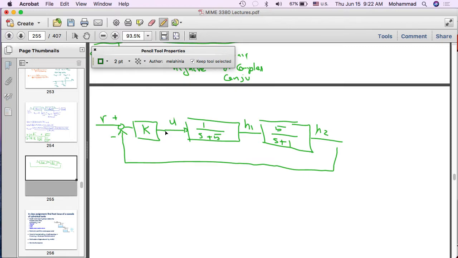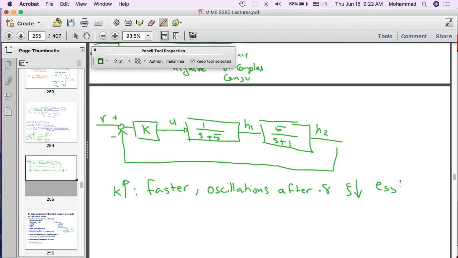As you increase K, I'm going to write this down. As K goes up, the system becomes faster. Oscillation starts happening after 0.8. Basically damping ratio goes down as K goes up, and steady state error also goes down.